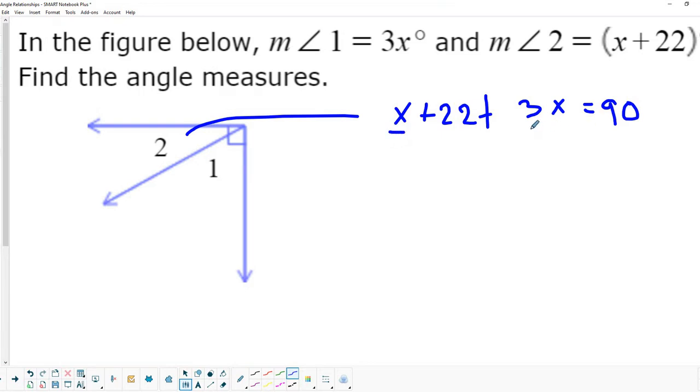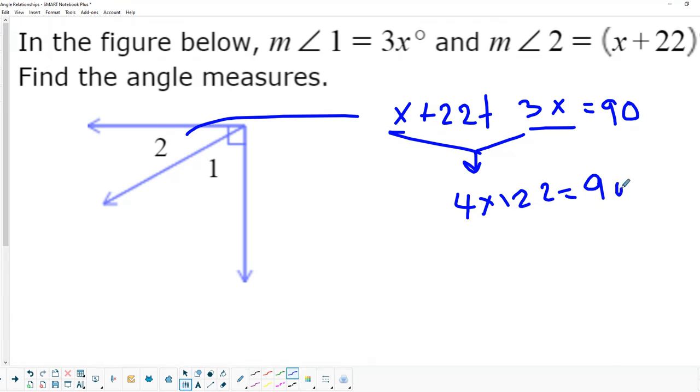We've got some x terms here, two of them. If we combine those x terms, we can get 4x plus 22 equals 90. Okay, and now all we have to do is, let me write that a little neater, that's 4x. So 4x plus 22 equals 90.